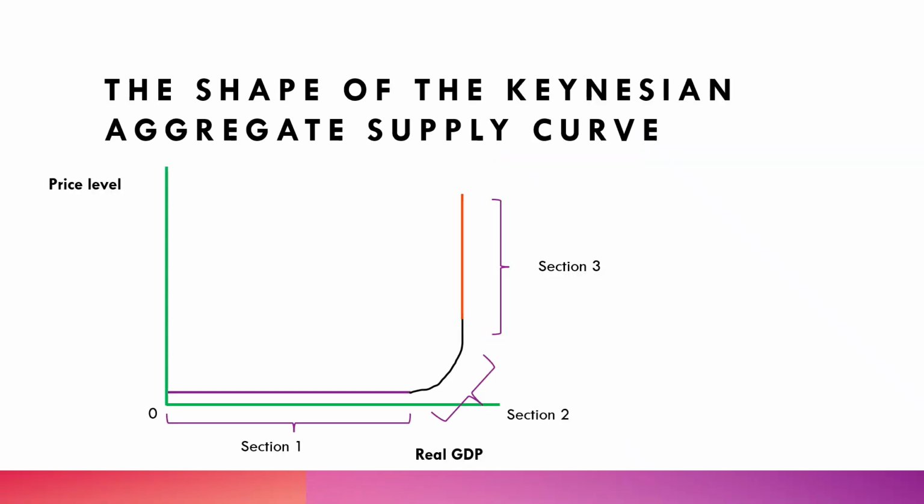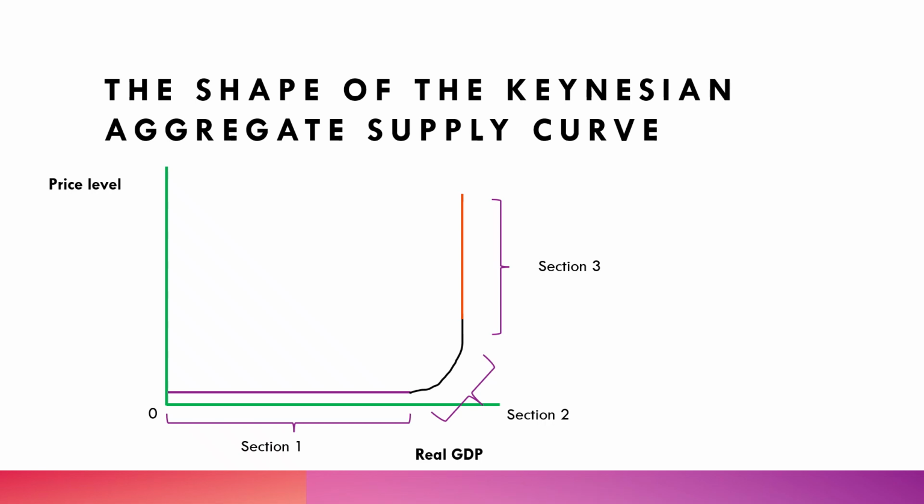The Keynesian aggregate supply curve has three sections. In section 1, real GDP is low and the price level remains constant as real GDP increases. There is a lot of unemployment and spare capacity in resources, labour and capital when you're in section 1. Inflexible wages and prices are shown graphically by this horizontal section.